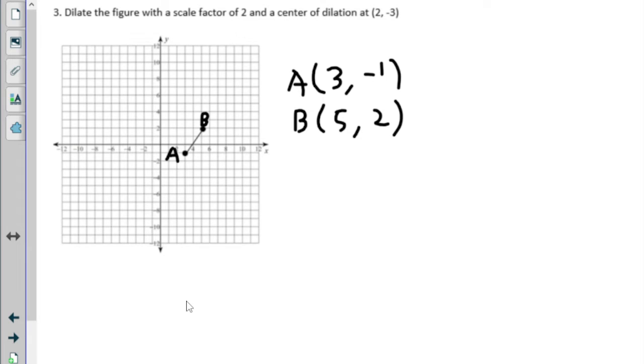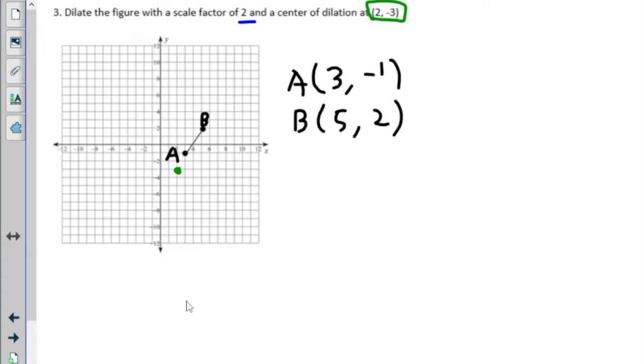So, first of all, you should know that this is an enlargement since the scale factor is 2. That's greater than 1, so that means that it's going to get bigger. My segment length is going to get longer. The difference here is that the point we're building from has changed. The point that we're building from is now 2, -3. So let's graph that point 2, -3. This is our new point that we're building from. So when I count my distances, I'm going to count from that building point of 2, -3.